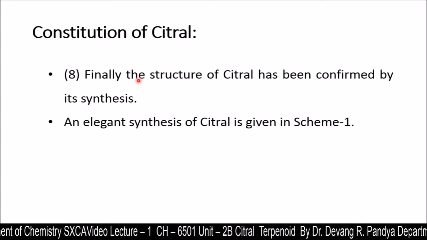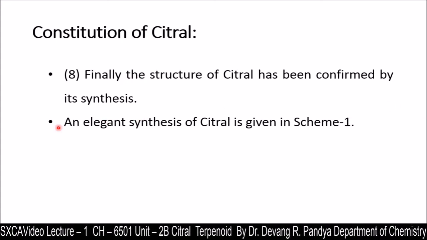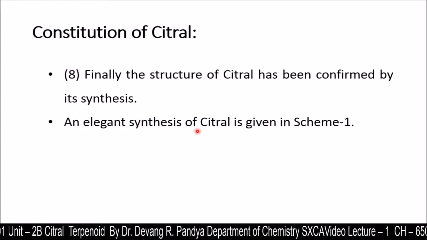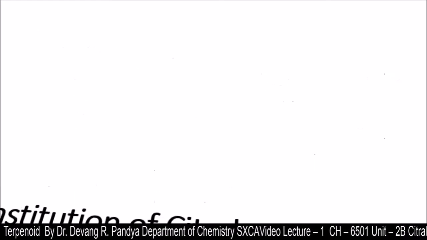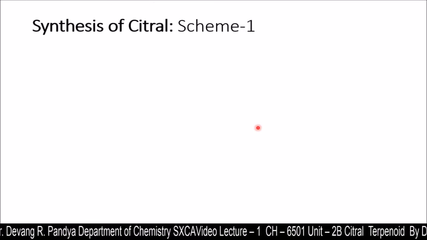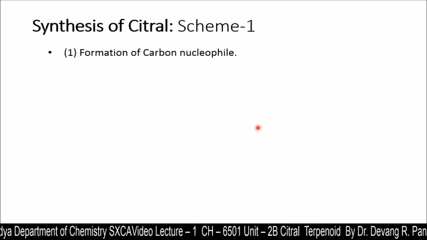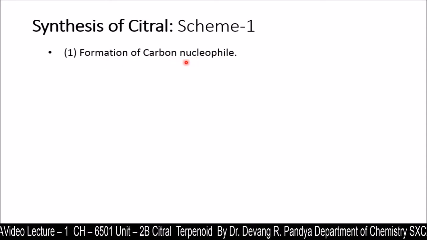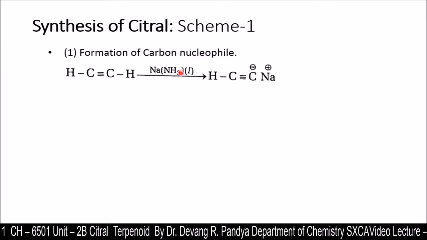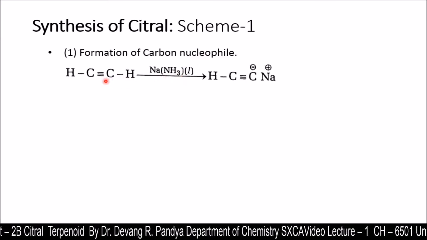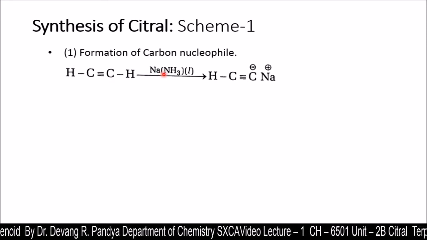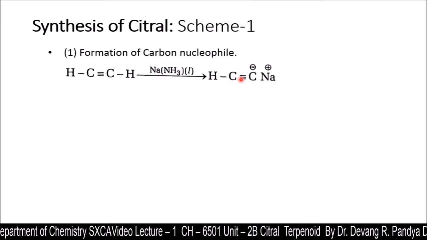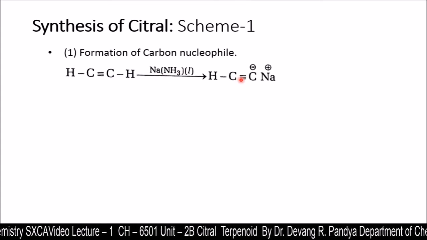Finally, the structure of citral has been confirmed by its synthesis. We have two schemes. Here I am going to explain the first scheme, the elegant synthesis of citral. In scheme 1, we can see the formation of a carbon nucleophile. So the first step would be this: the formation of a carbon nucleophile, obtained by treating acetylene with sodium ammonia. We get this kind of nucleophilic carbon.